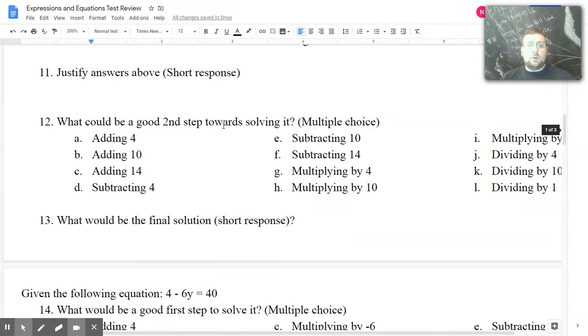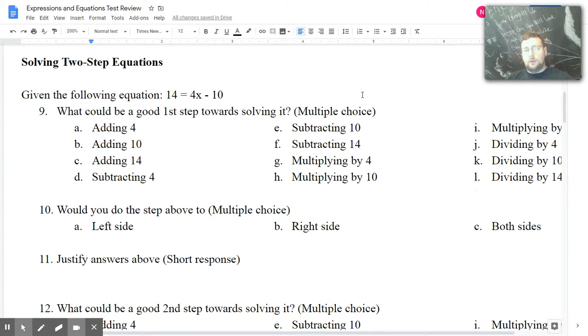Okay, so in this video, we're going to be continuing the review of the test with two-step equations. So our first equation here that we have is this one. Now, it has the variable on the right side, but that's okay. There's no rule that the variable needs to be on the left side. And the first question is, what would you do to solve for x in this equation?